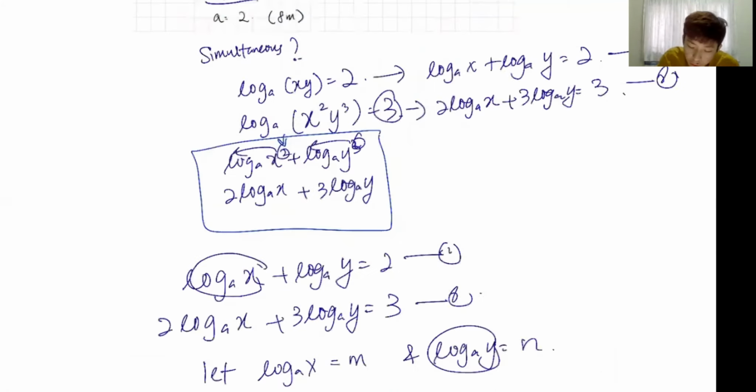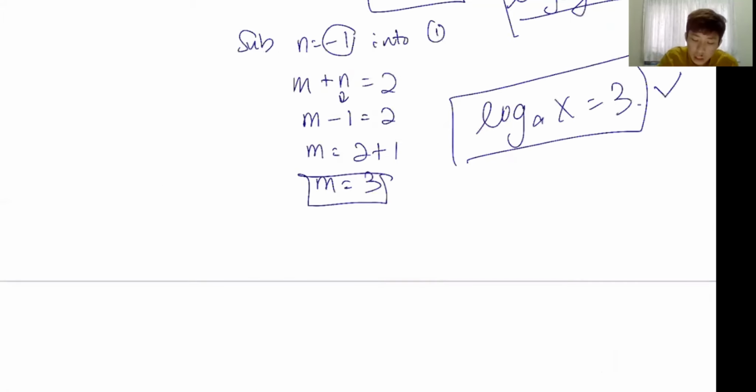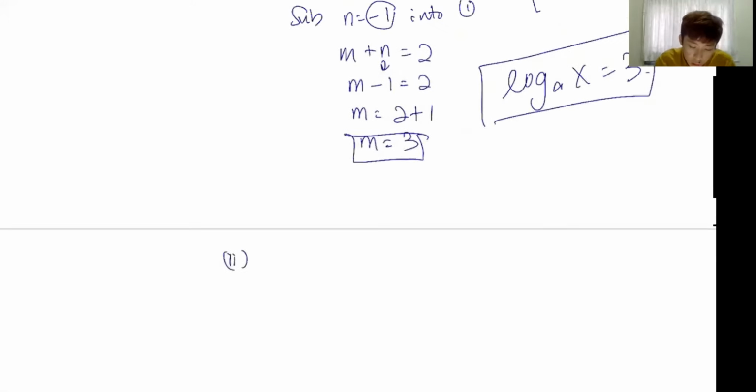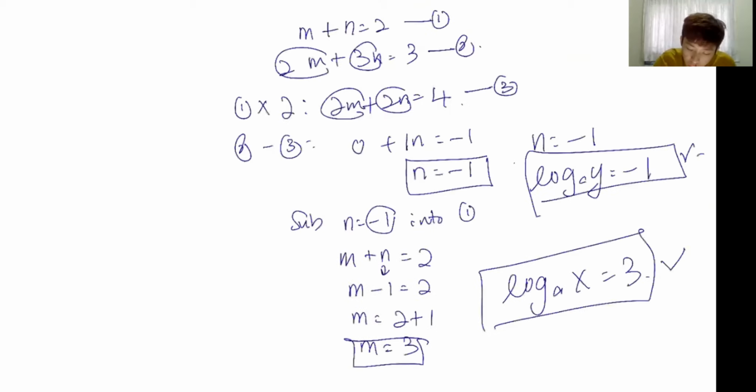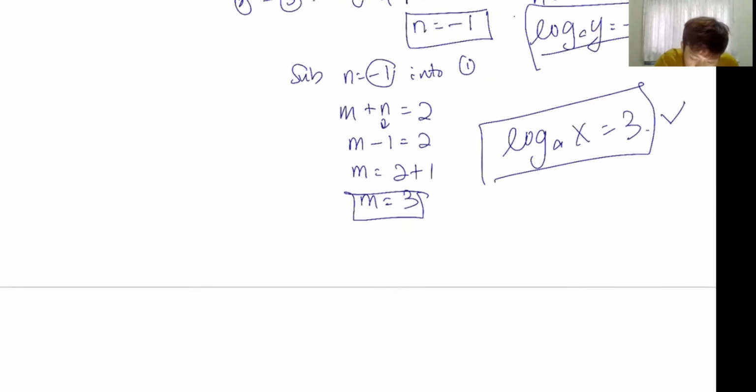Then now what they ask you to find? Find the values of x and y when a equals to 2. This is the second part of the question. This is the first part of the question. Now we move to the second part. So when a is equals to 2, or you know what? I'll just write below here. When a is equals to 2, I use red color like there's a new part of the question. A equals to 2. So you have log 2x equals to 3.